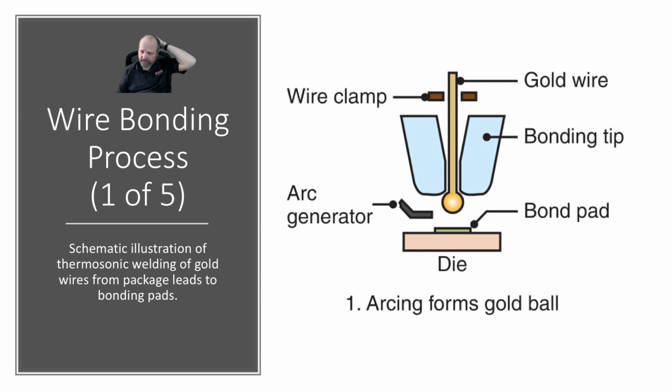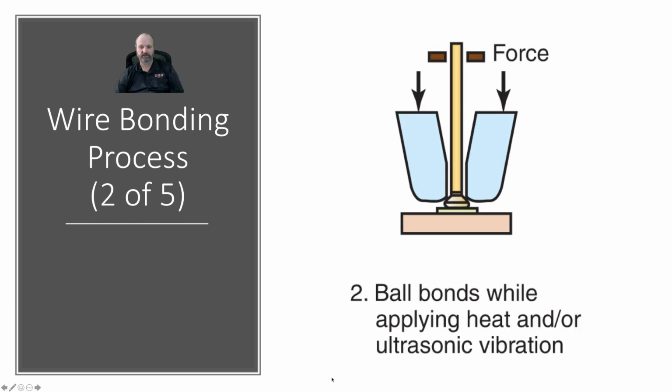All right, here's a cartoon of the wire bonding process. So here we see the bonding tip with a gold wire that goes into it. It has a little ball bond at the end of it. Okay, there's a clamp here. There's an arc generator. You bring the ball in proximity to the bond pad and you create a very small arc, and it forms the gold ball, and then that's pushed onto the bond pad. So you get those connections.